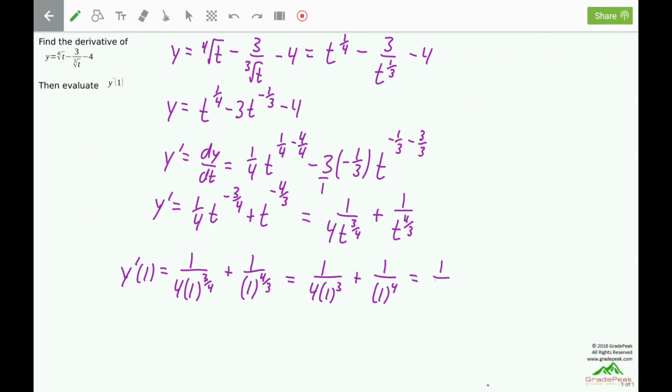Well, 1 cubed is 1 times a 4 will give us a 4. And 1 to the 4th power is a 1. And so we have 1 over 4 plus 1. We can multiply that 1 by 4 over 4 to get a common denominator. And that will give us 1 over 4 plus 4 over 4. 1 over 4 plus 4 over 4 is 5 over 4.